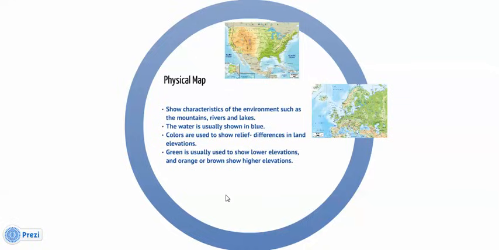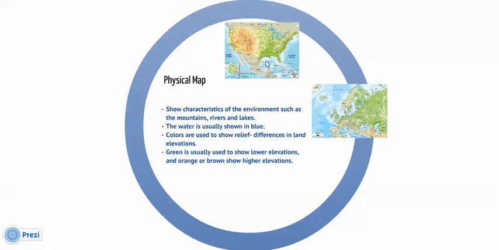Now a physical map shows characteristics of the environment, such as mountains, rivers, lakes, and that's how it gets its name. It's called a physical map because it shows characteristics of the physical landform, the physical environment. Now the water is usually shown in blue, and it seems kind of obvious, but I do want to point out something else about the colors. What's special about a physical map is they use colors to show relief. And what relief is, it's just differences in land heights or land elevations.